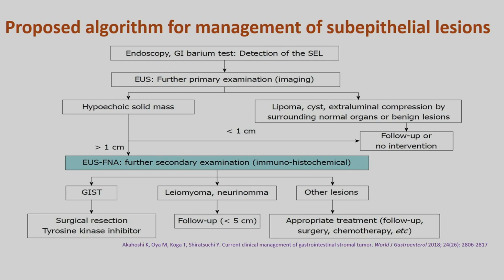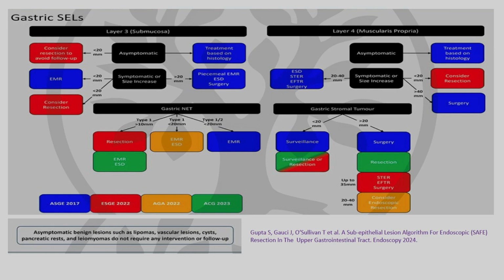Because if they are in the GE junction, they can cause dysphagia, they can cause bleeding. So if they are symptomatic, then you have to resect them, otherwise they are benign. This is a busy slide, but this is a combination of all the guidelines which are there. So the color coding is for the guidelines which have come.